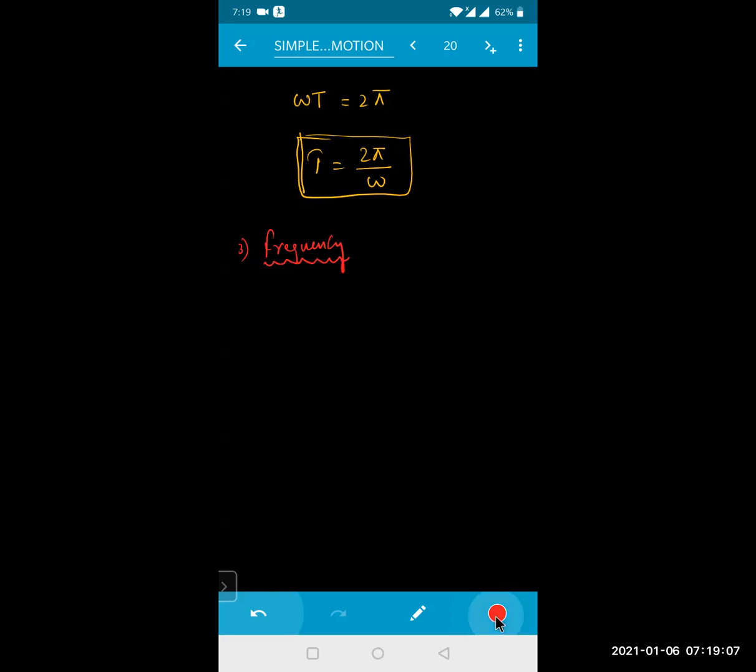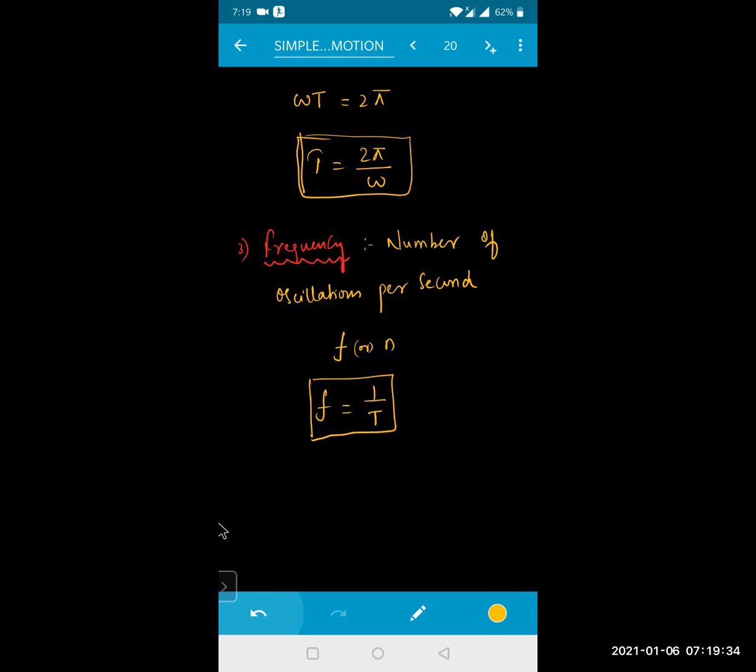So what is the frequency? Frequency is nothing but the number of oscillations per second. It is represented by f, or sometimes by n also. So frequency will be equal to the reciprocal of the time period. So f equals 1 by T.